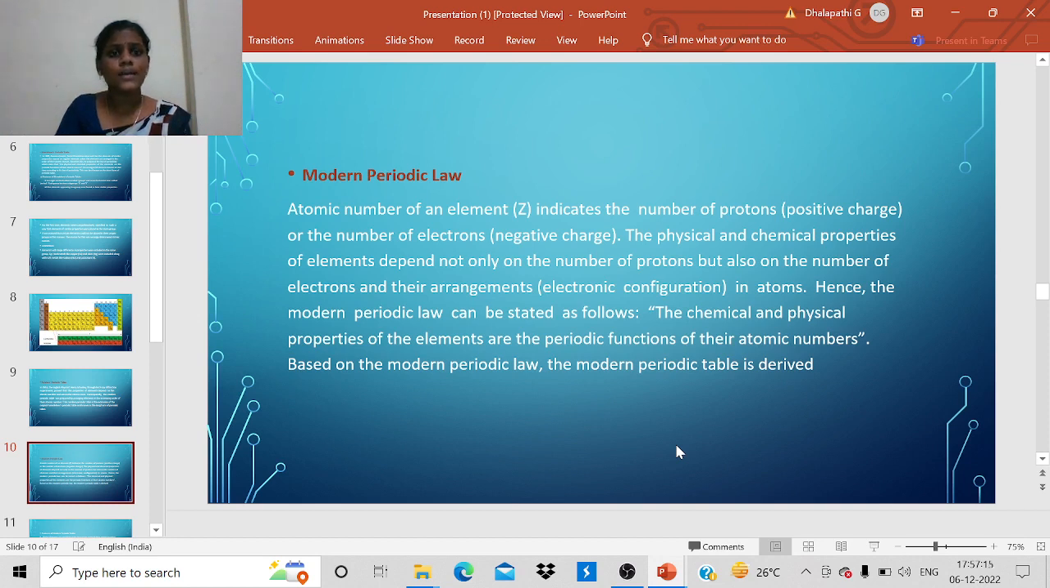Modern periodic law. The atomic number of an element, Z, indicates the number of protons or the number of electrons. The physical and chemical properties of the elements depend not only on the number of protons but also on the number of electrons and their arrangement, that is, the electronic configuration in atoms. Hence, the modern periodic law can be stated as follows: the chemical and physical properties of the elements are the periodic functions of their atomic numbers. Based on the modern periodic law, the modern periodic table is derived.